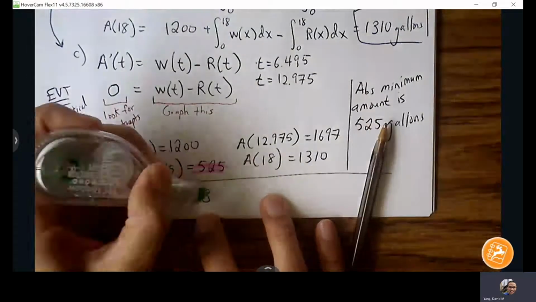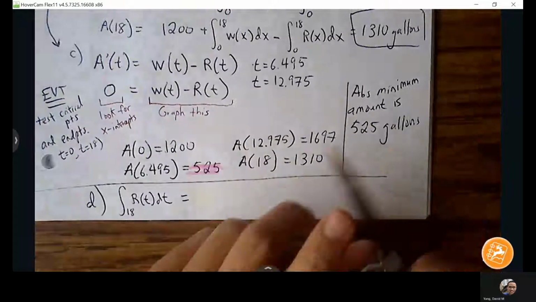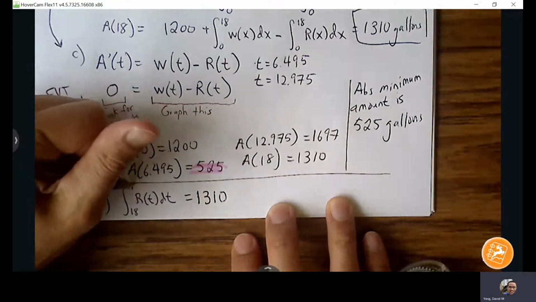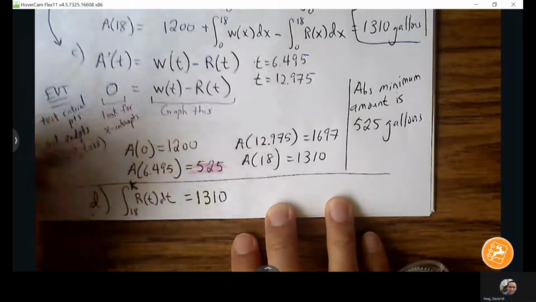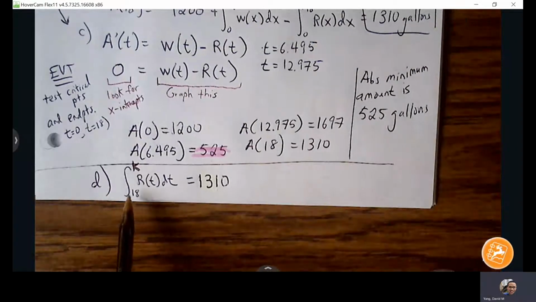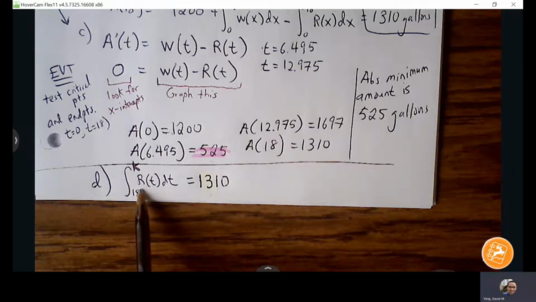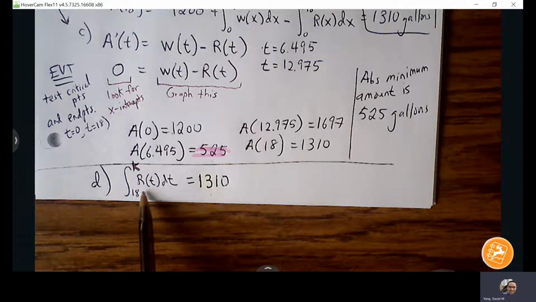Oops, sorry, 1310. So it's only asking us to create an integral equation, and this is sufficient. Okay, we want to solve for K, the integral from 18 to K of R of T. We want this, however long it's going to take for this amount to be drained from the tank. We know R of T is the rate at which the tank is getting drained. The integral will tell us the amount, right? So we want this total amount to be 1310.